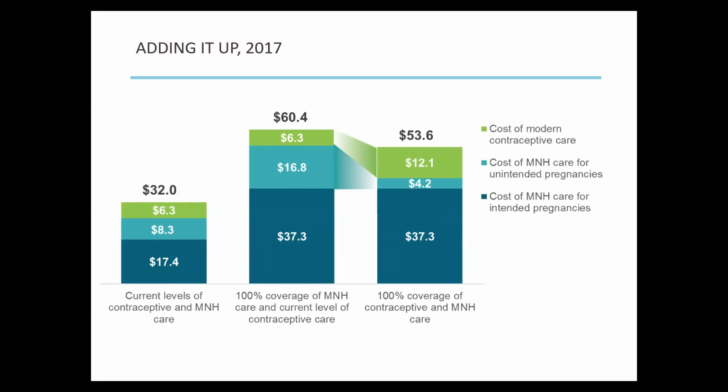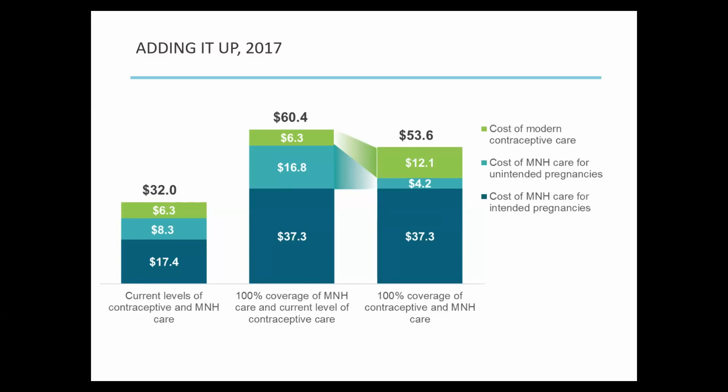And what you'll see between these 3 graphics are, on the far left, the current levels of contraceptive and maternal neonatal health care. And so that's at current levels, and the current cost. Here, if you look closely, is this green, well, these bars all look a little green, but the upper green bar, which is $6.3 billion across all developing regions.